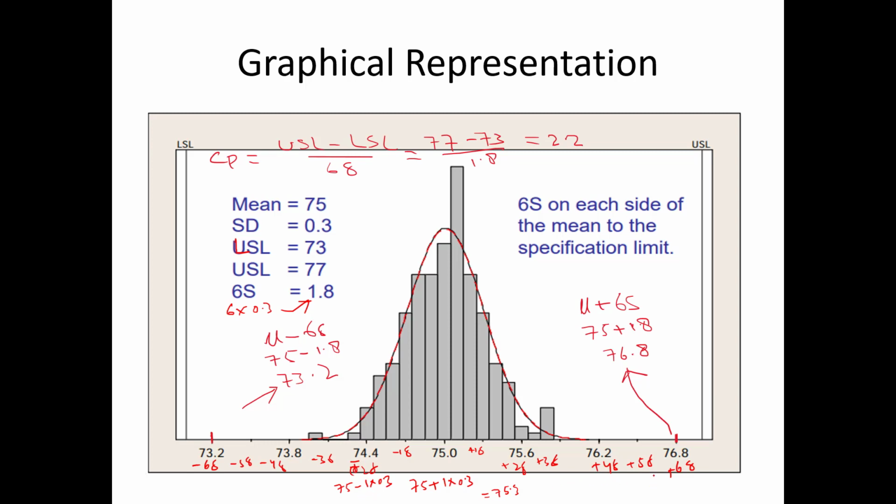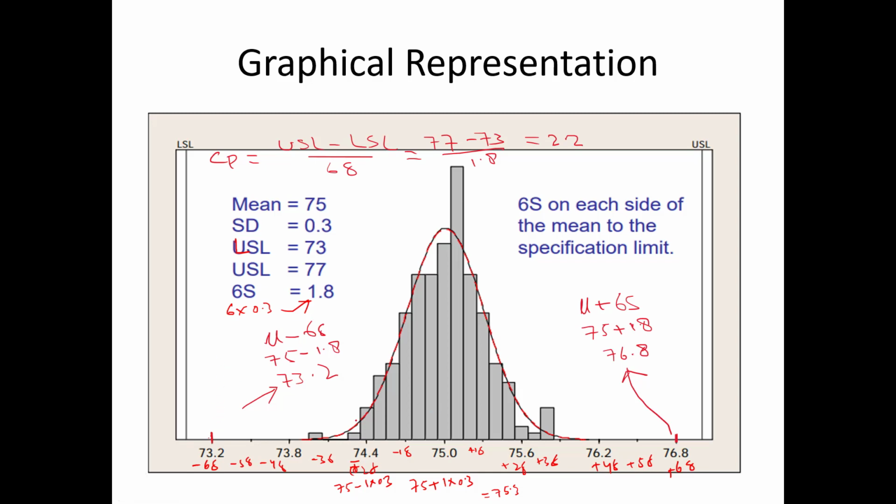Similarly, when we construct this, you can see 75 plus 1.8, so it will be 76.8. Similarly, mu minus 6 sigma is 75 minus 6 into sigma, where the sigma value is 0.3. So 6 into 0.3 will be 1.8. So 75 minus 1.8 will be 73.2. So this is basically our 6 sigma defined zone.